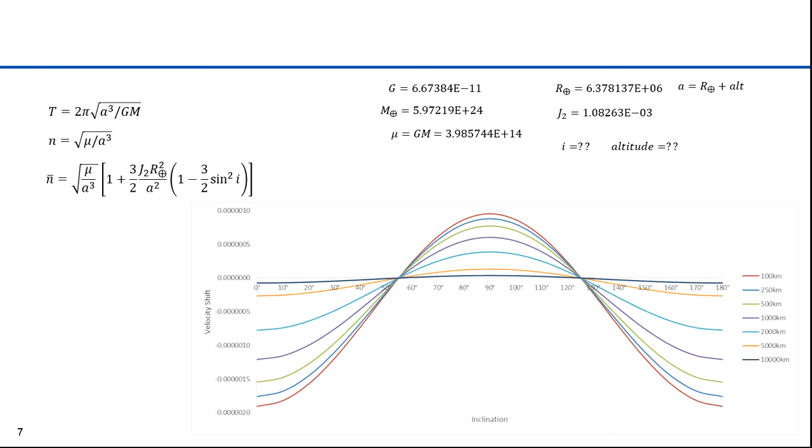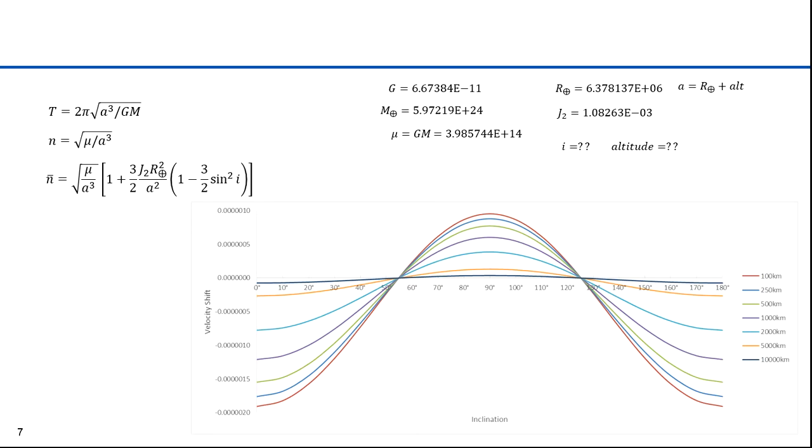The effects are most pronounced at lower altitudes, as you can see in the burgundy line that corresponds to 100 kilometers. At 10,000 kilometers, the effect is minimal. That's because as the satellite gets farther away, the Earth appears more like a point mass. Now consider the range of inclinations. The effects are most extreme at equatorial orbits, close to 0 and 180 degrees.